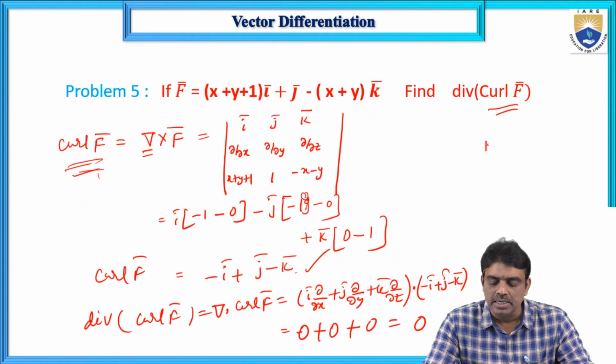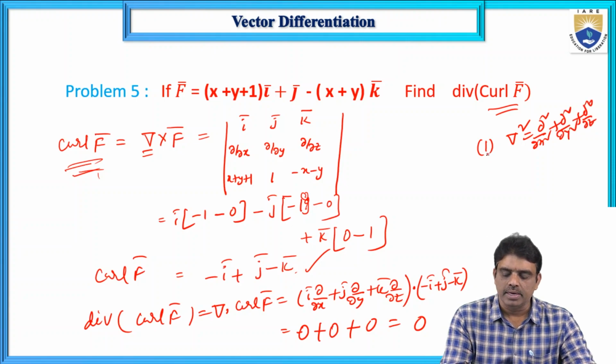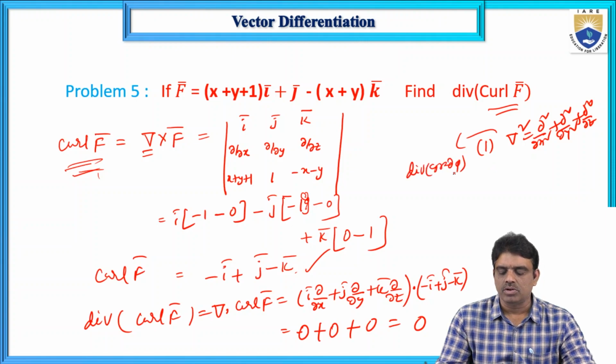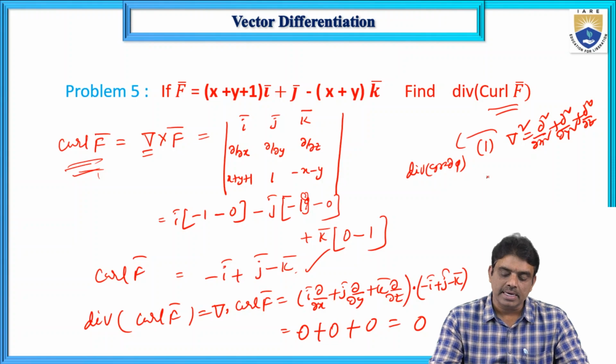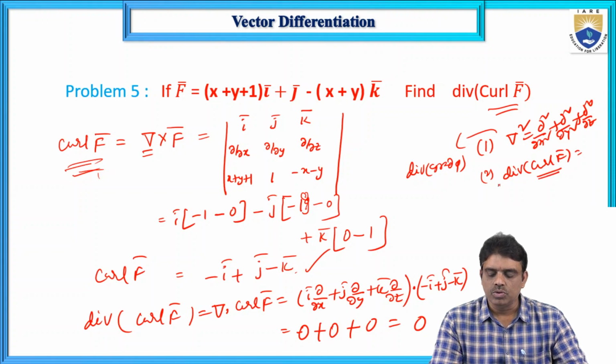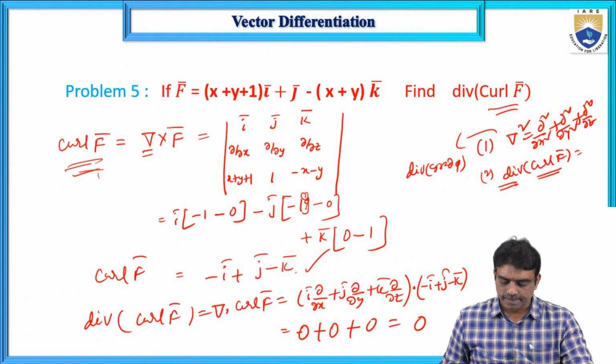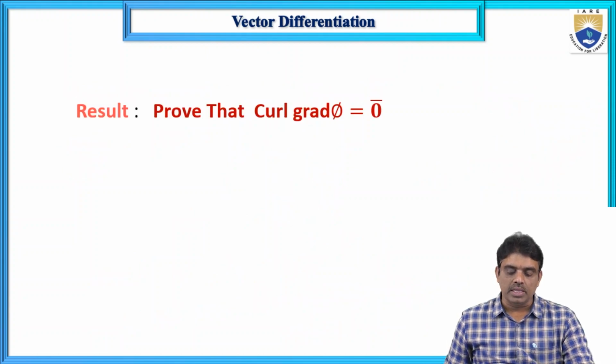So what is the first result? Laplacian operator del square, that is dou square by dou x square plus dou square by dou y square plus dou square by dou z square, and this is the divergence of grad phi, that is called del square phi. And the second one is div curl. Here it is already a vector function, and again we are applying divergence, so it is a repeated operation. Now similarly we can show another result.